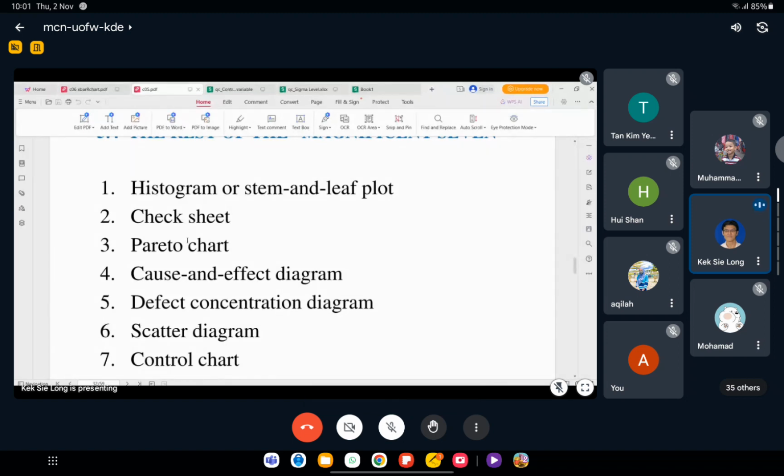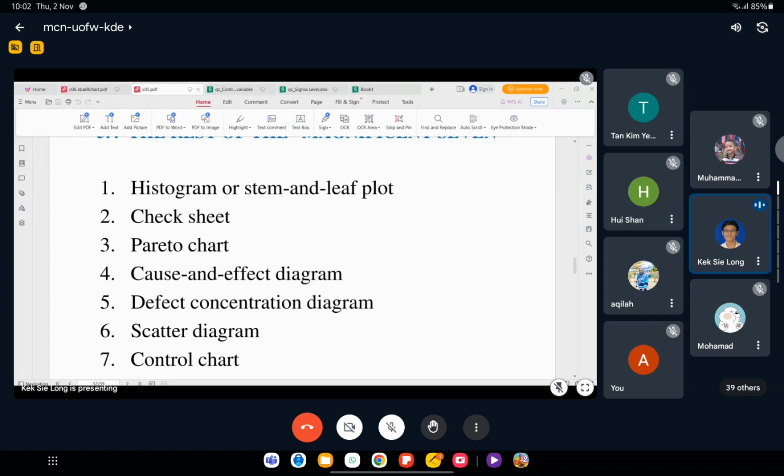most of them you have learned in statistics and probability class, especially the first one, histogram, stem and leaf plot. The first one is the basic data visualization tool. Check sheet, Pareto chart.